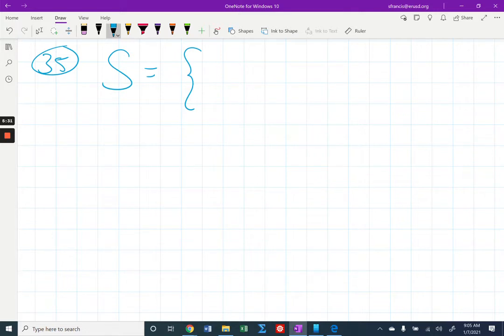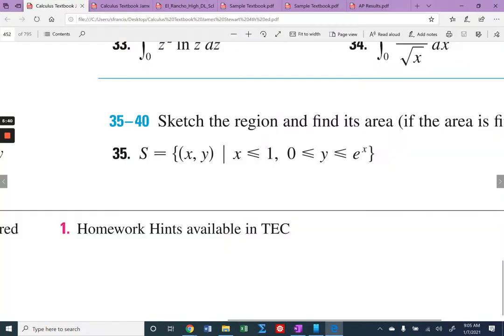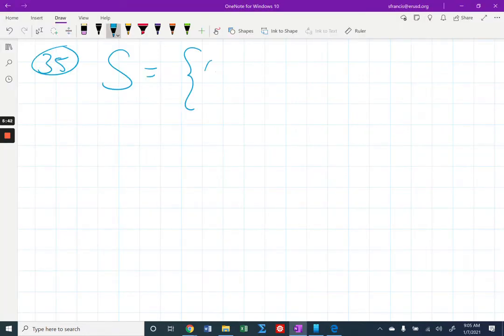A set is just a collection of objects. You're going to read it like this: S equals the set of all. That's how you want to phrase it. And then it's the set of all what? Well, things that look like this: ordered pairs x, y.